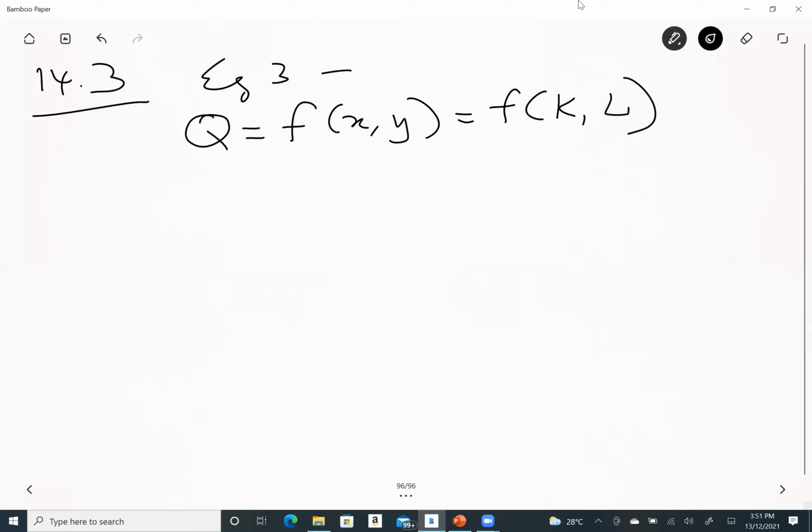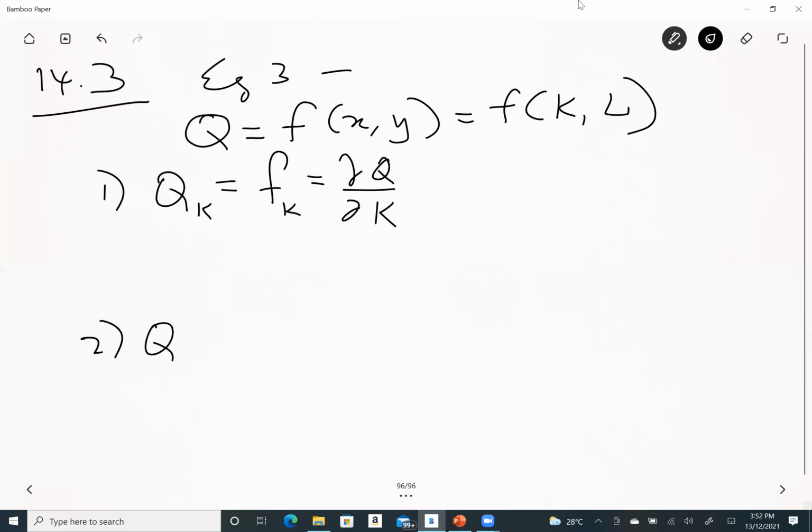So there are 2 partial derivatives. Number 1 is Q with respect to K, or in other words, F_K, and that is dQ/dK. So that is the partial derivative of output with respect to capital. And then secondly, I can also do Q with respect to L, that is F_L, which is dQ/dL.